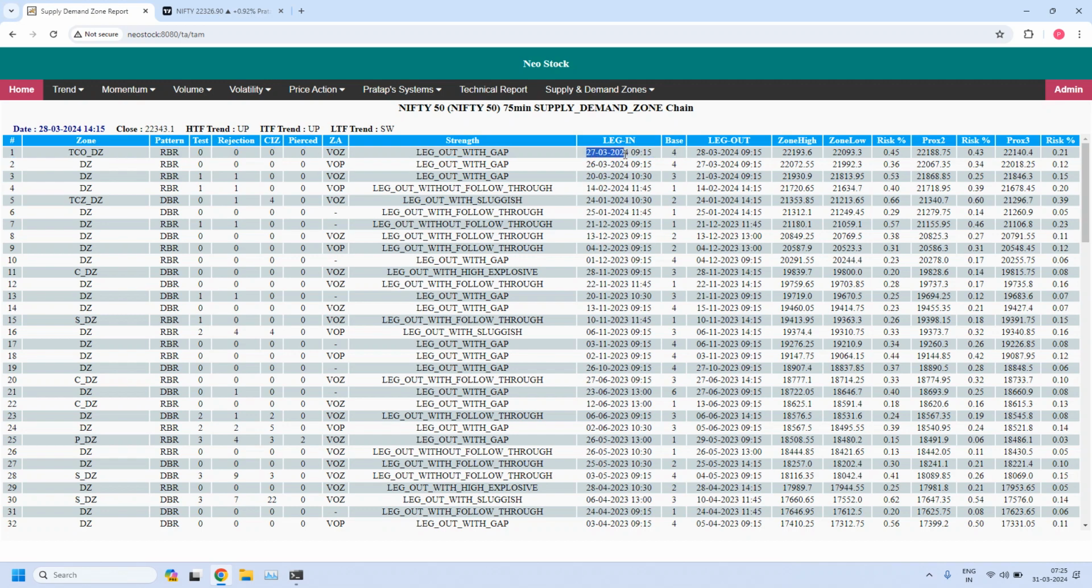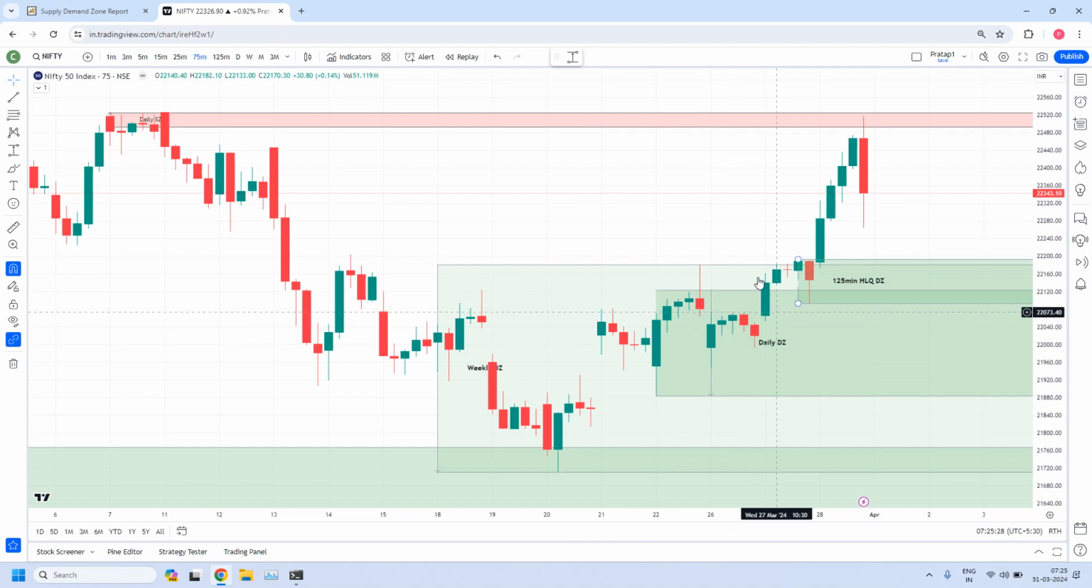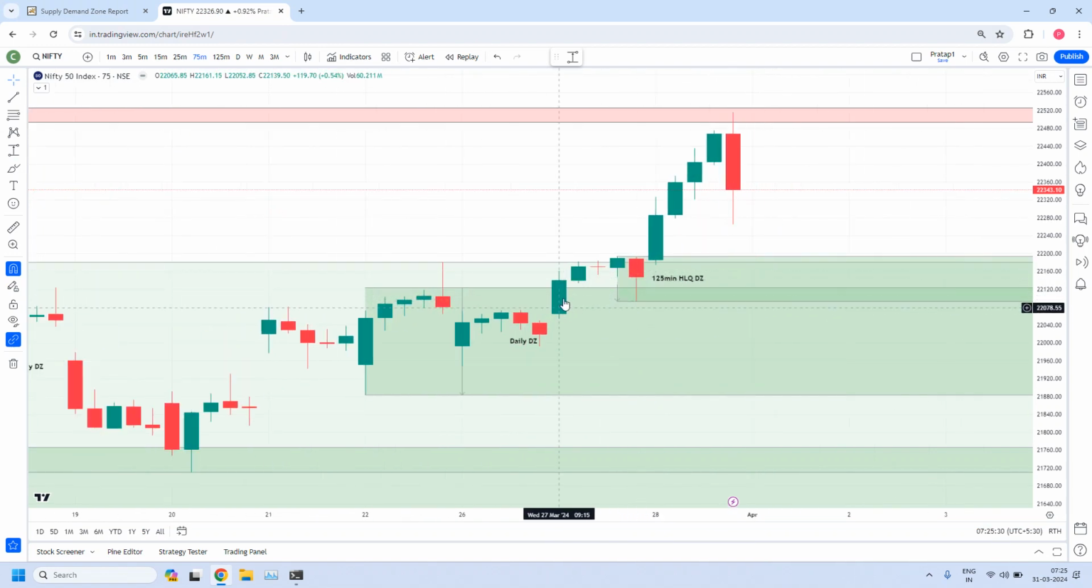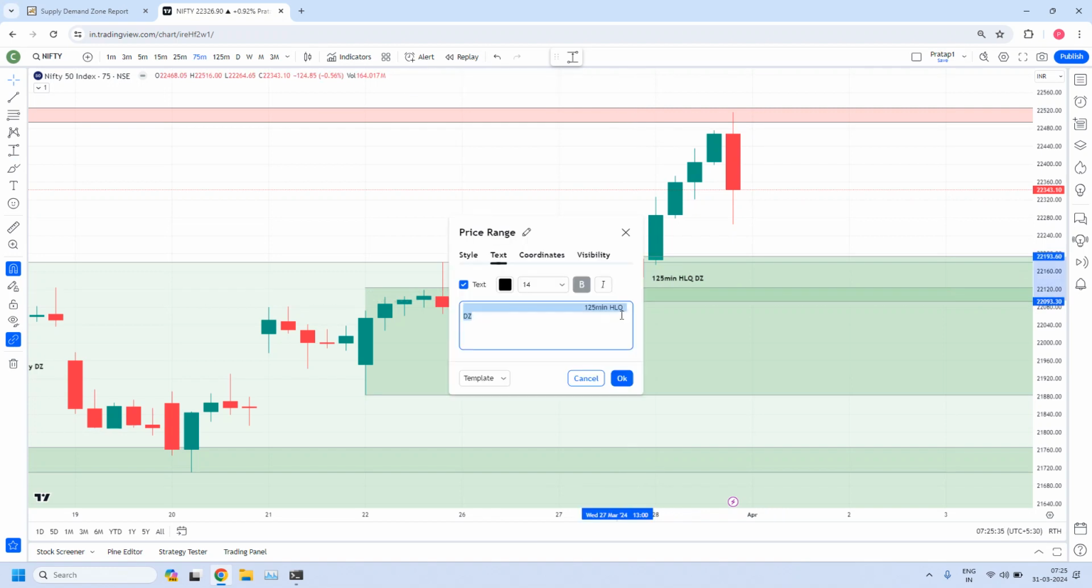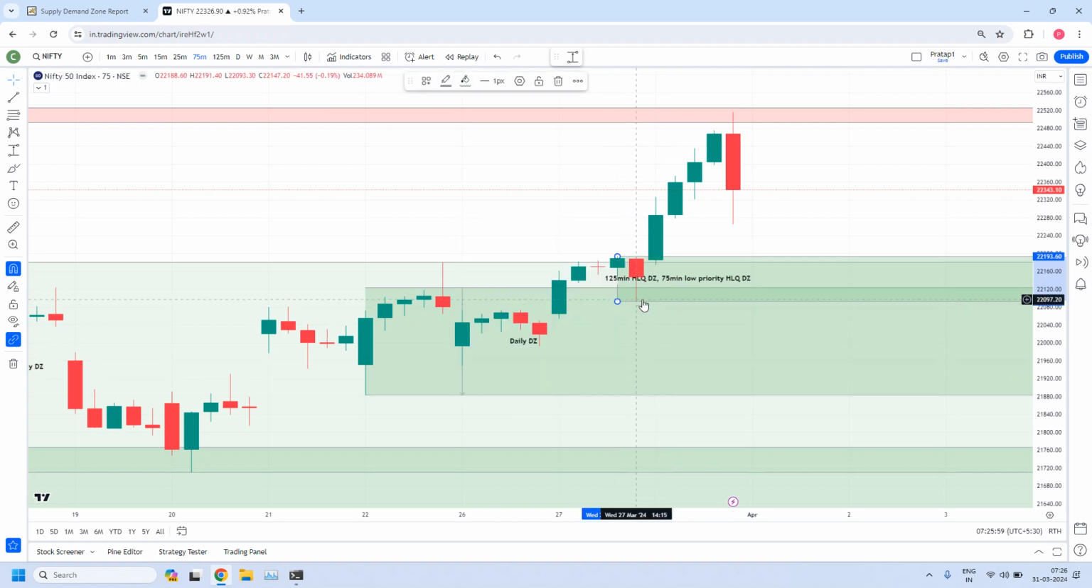We have 27.3, 9:15, 4 base candles. 1, 2, 3, 4 base candles and a rally. That means the same zone. This is a 125 minutes high liquidity demand zone and also a 75 minutes low priority high liquidity demand zone. So I have drawn this and added the text.